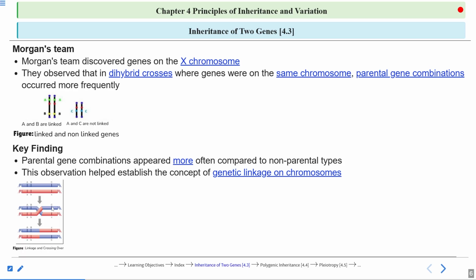But you can see recombination is occurring between this. Crossing over is happening here. Exchange of segments can occur between A and C here. A and B are inherited together. So A and B are linked here.